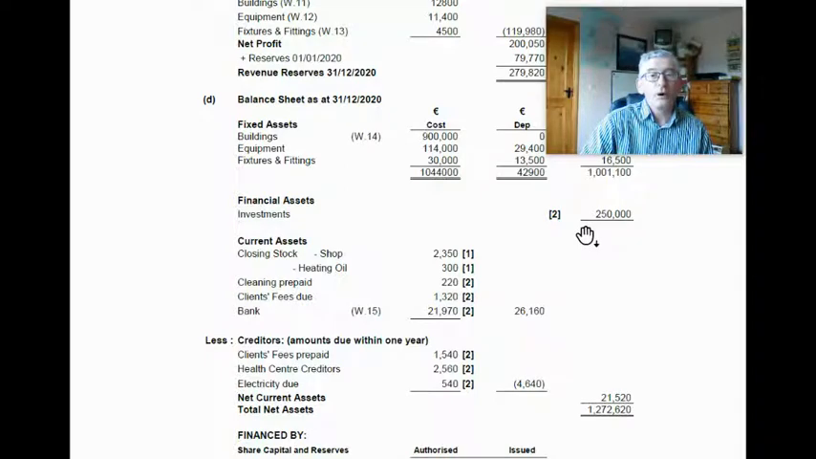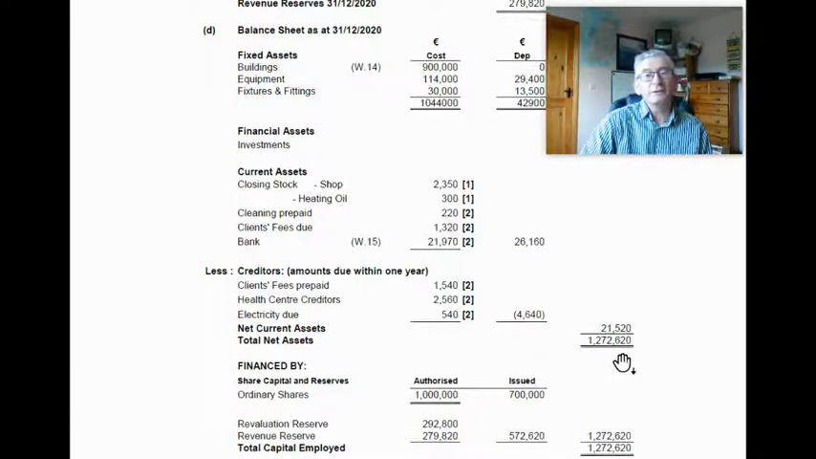We add that to 1,251,100, and that gives us 1,272,620. And that's our total net assets figure. You can call this figure here working capital or net current assets, and they're both equally acceptable.